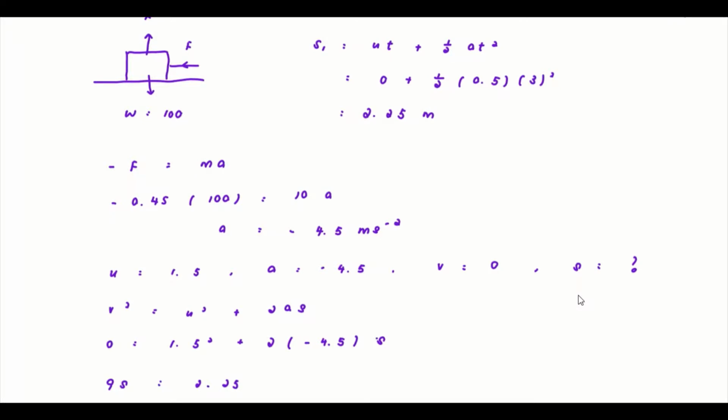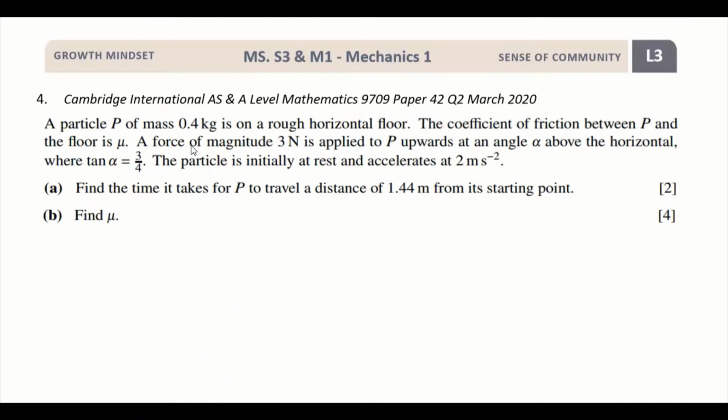Okay, so now let's look at two past year questions, then we'll end this lesson. Alright, example 4. It's a past year question from question 2, paper 42, March 2020. So a particle P of mass 0.4 kg is on a rough horizontal floor. The coefficient of friction between P and the floor is mu. A force of magnitude 3 Newton is applied to P upwards at an angle of alpha above the horizontal.